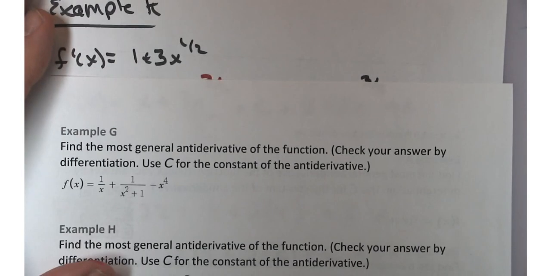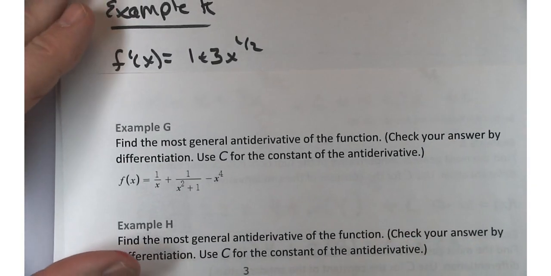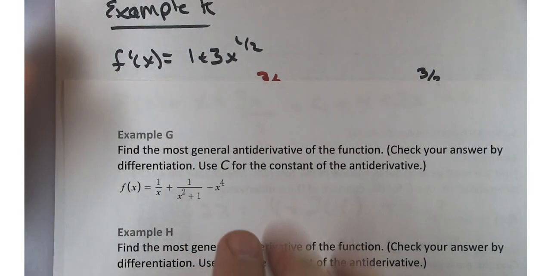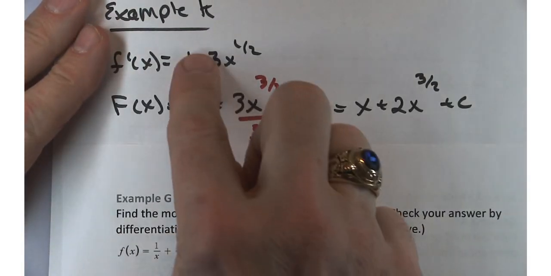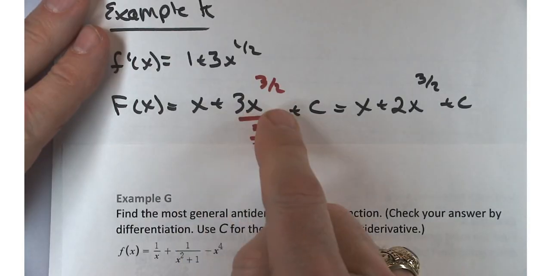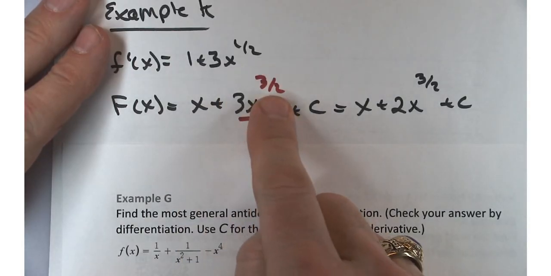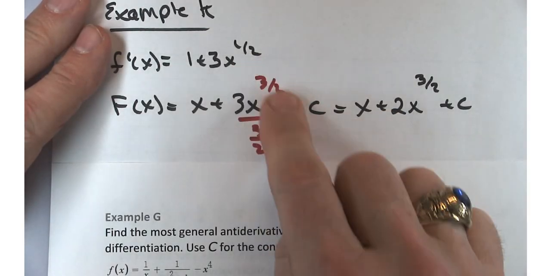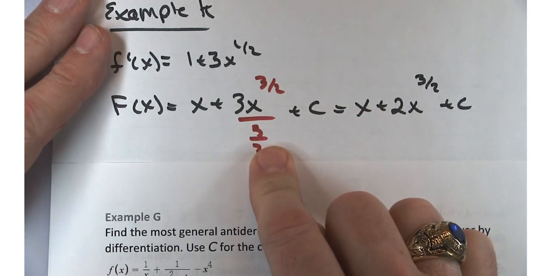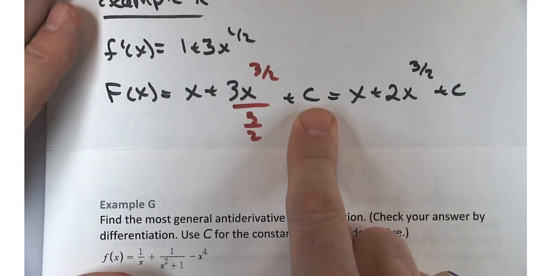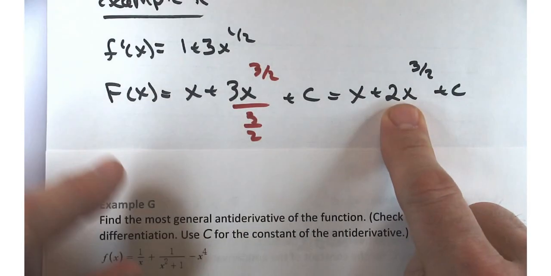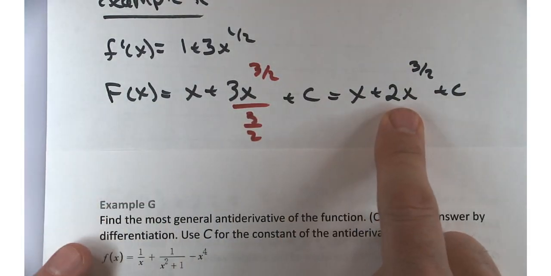All right, so let's look through here. First things first, we rewrite the function as 1 plus 3x to the 1 half. The antiderivative of 1 is just x. For this part, add 1 to the exponent, divide by that same exponent. So 1 plus 1 half gives me 3 halves. Divide by 3 halves. There's my constant of integration. 3 divided by 3 halves gives me a 2. When you invert and multiply, the 3's cancel, leaves you with a 2. So there's your antiderivative.